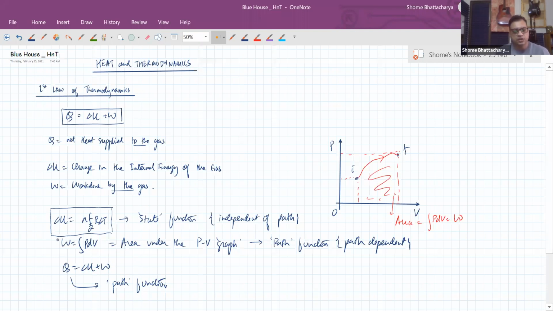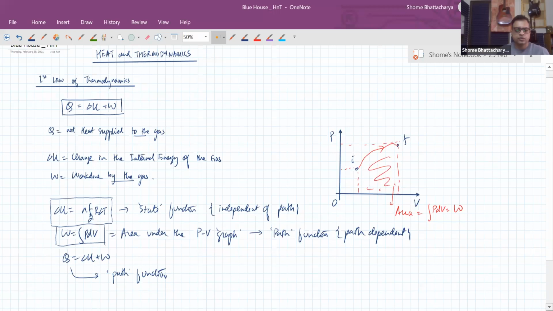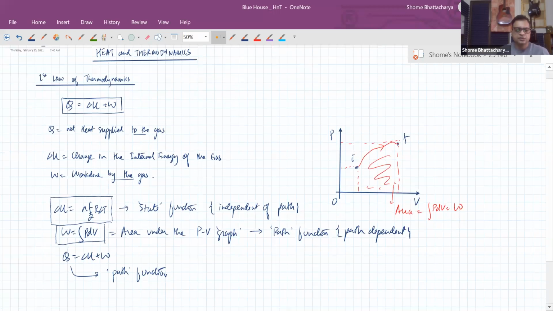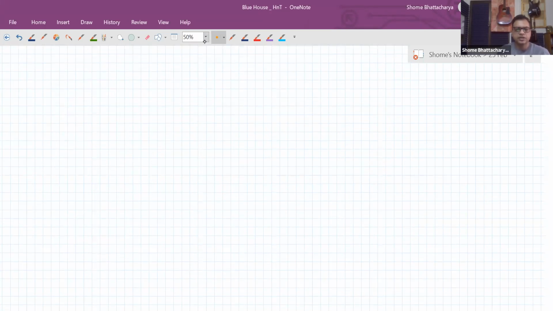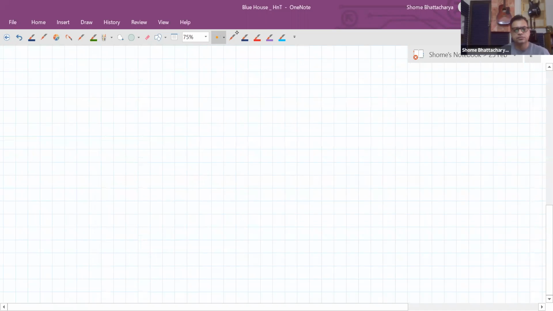Whereas to calculate the work done by the gas, we need to know not only the initial and final state, but we need to know the equation of the path going from initial to final, so that we can solve this integral or we can calculate this area. So this is what we have looked at the last time we were at first law of thermodynamics. Okay. Now let's continue that further today with applications of first law.